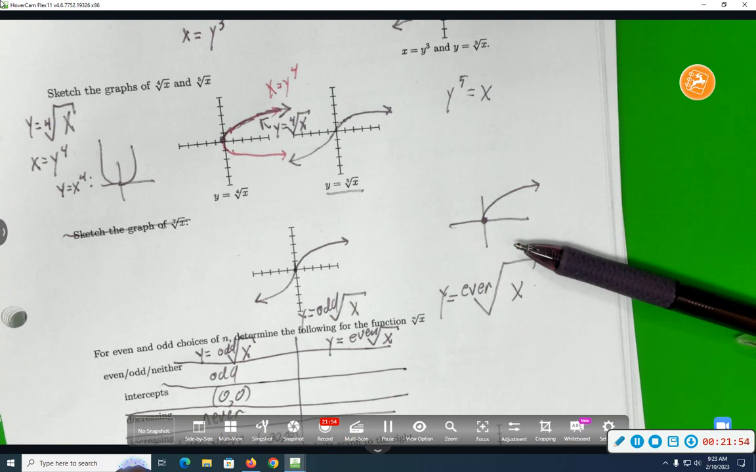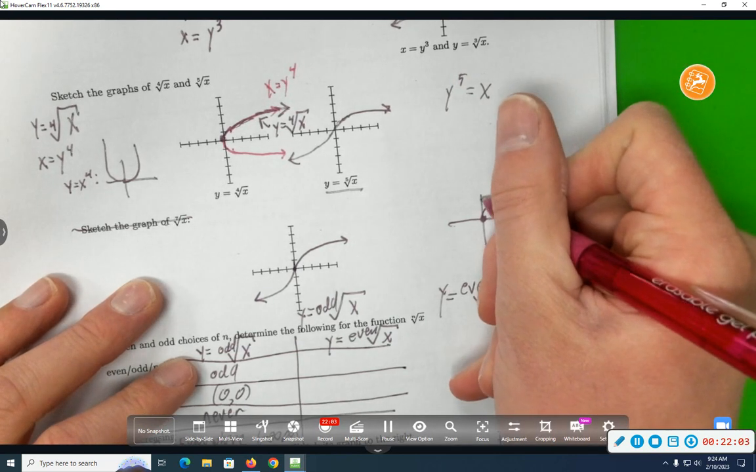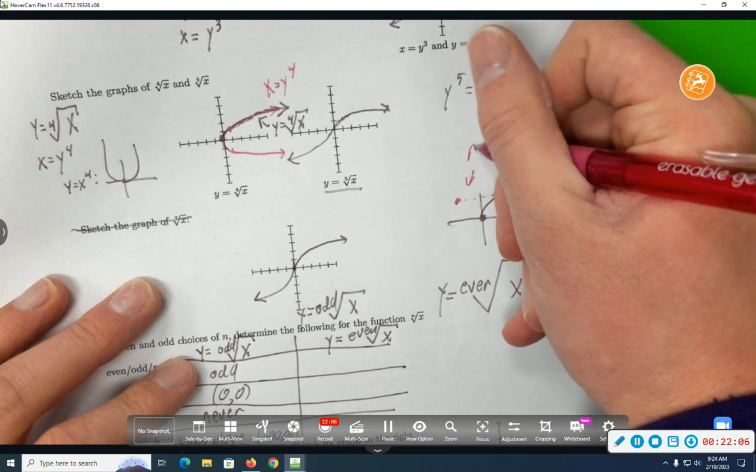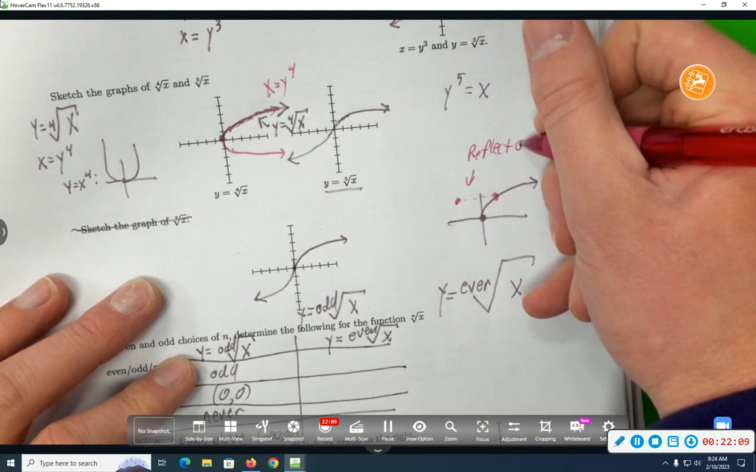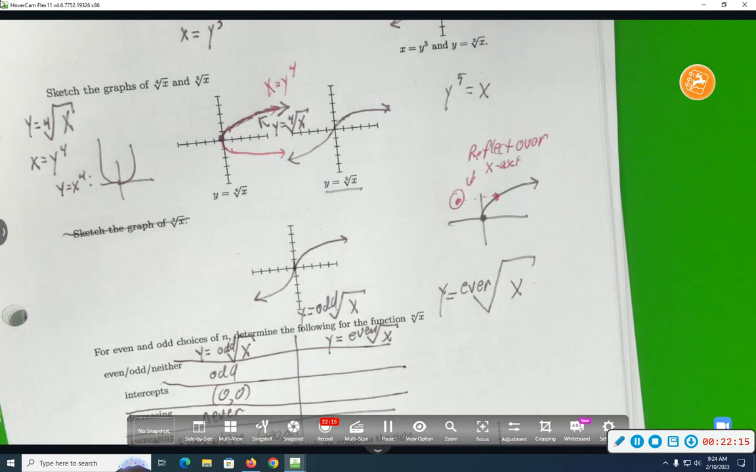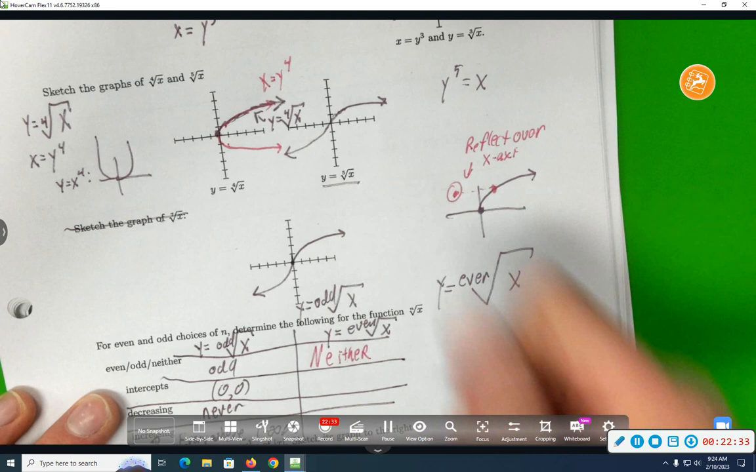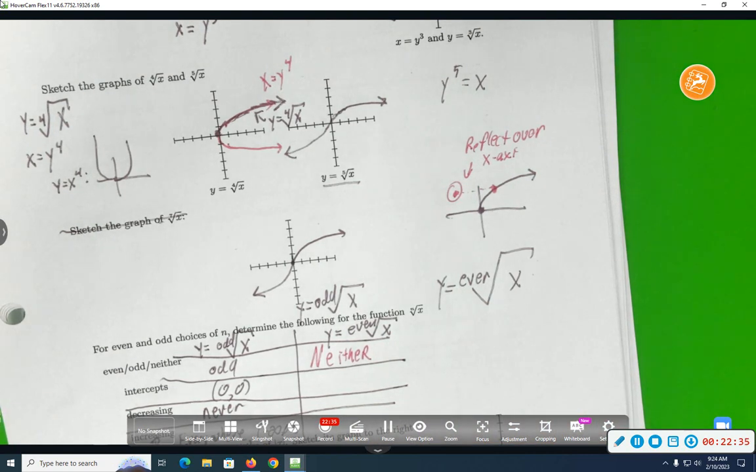So let's test whether it's even by seeing what happens when you reflect it over the x-axis. Take a point on the graph of this, reflect it over the x-axis. Is this new point on the graph of the function? Nope. So is it even? No, it doesn't even have the correct domain to be even. An even function has to have a symmetric domain. I guess same with odd. So it is neither even nor odd.